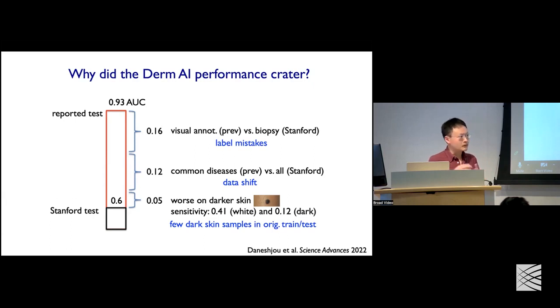And when we look more carefully into this, we found that the original training and test data sets for these algorithms have very few, in some cases no, images that came from darker skin tones. So these were actually quite interesting findings, right?